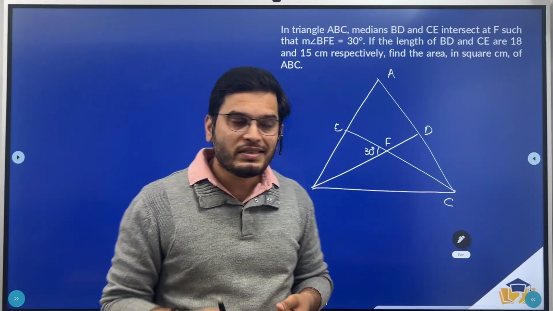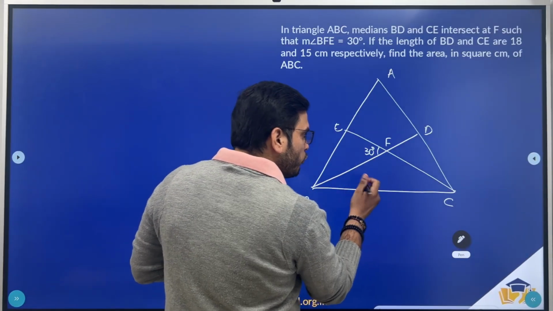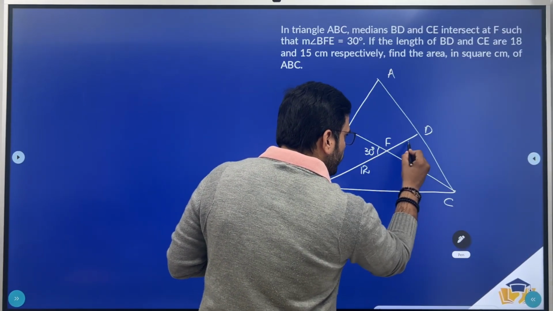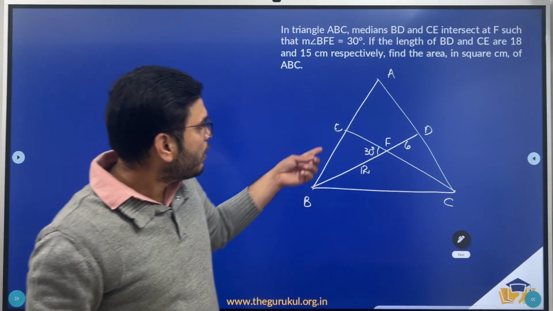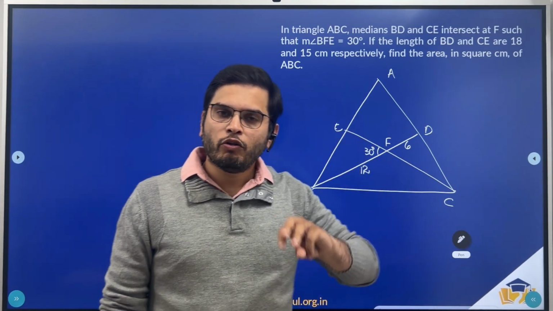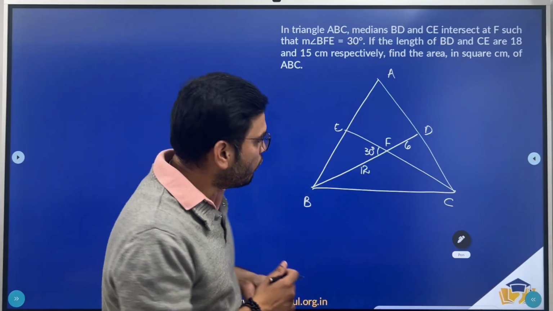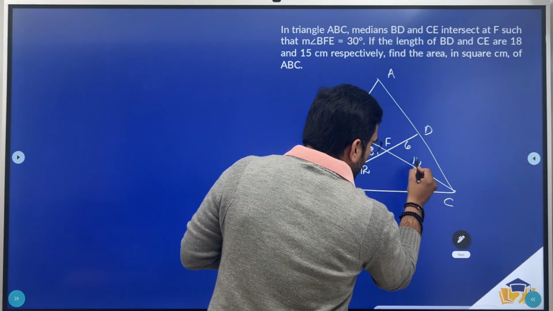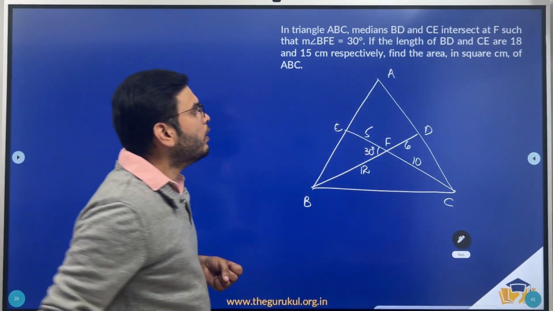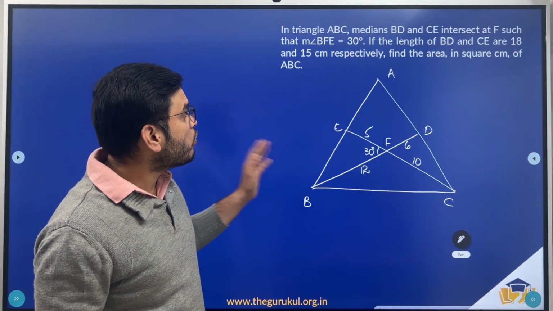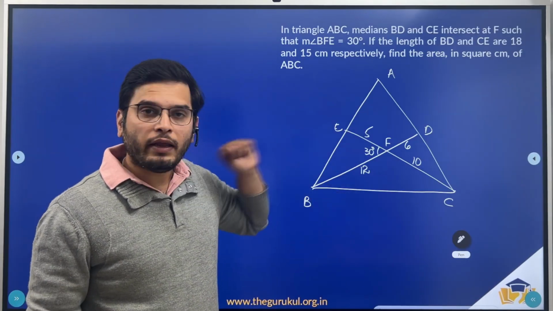So each part will be 6. So this is nothing but length of 2 parts. So this should be 12 and this should be 6. Similarly, CE is 15. Divide 15 into 3 parts. So each part is of 5 units. So this will be 10 and this will be 5. Right. So what was asked? We are asked to find the area of the larger triangle ABC.